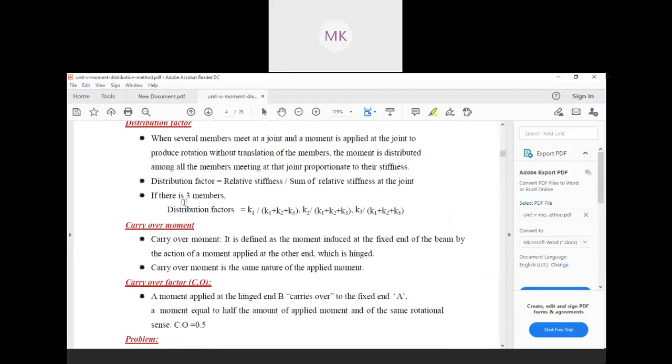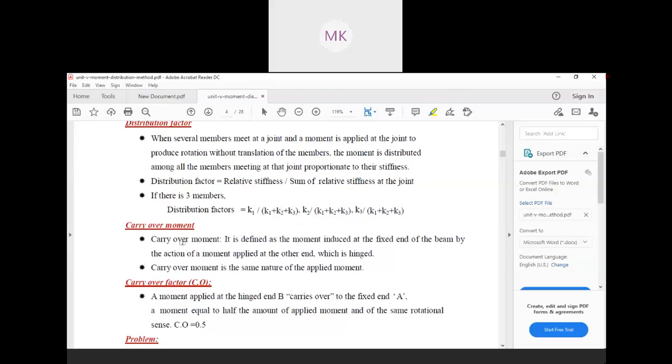This is the distribution factor. If there are three members, as you can see here, one is K1 by K1 plus K2 plus K3. Similarly, K2 by K1 plus K2 plus K3, and so on. As per the members, we need to find it out like this. So this is nothing but the relative stiffness divided by the sum of the relative stiffness at the joint.